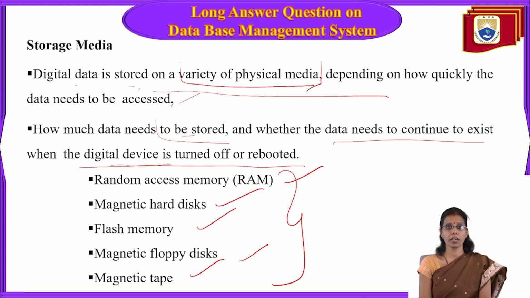So the hardware required here is RAM, magnetic hard disk, flash memory, magnetic floppy disk, and magnetic tape. If all these devices are present in the setup, that means we are able to run the system and the setup properly, and the data can be stored in such kinds of devices.